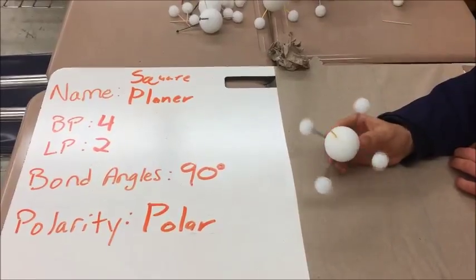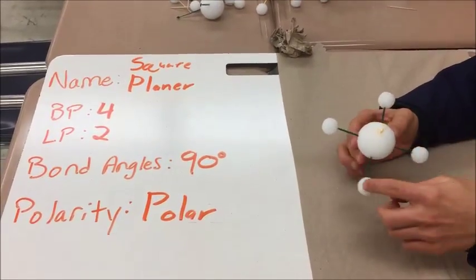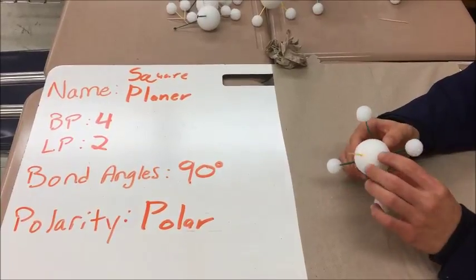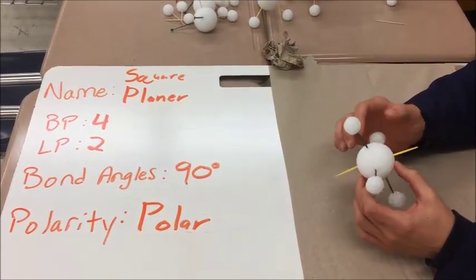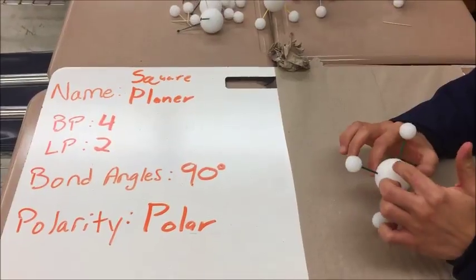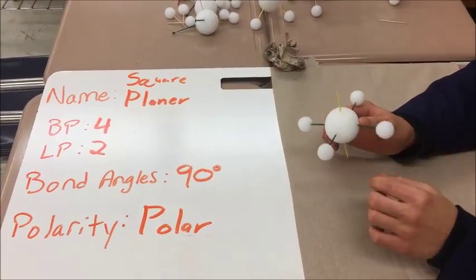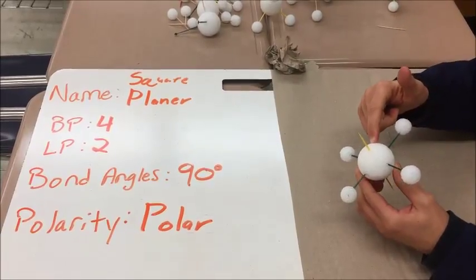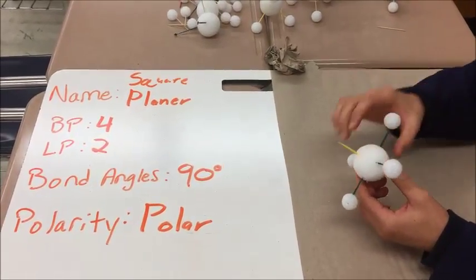This is square planar. It's called that because there are 4 on the same plane. It has 4 bonded pairs and 2 unbonded pairs. The bond angles are 90 degrees, and it is nonpolar because all of the charges cancel out in the center of the nucleus, as well as these.